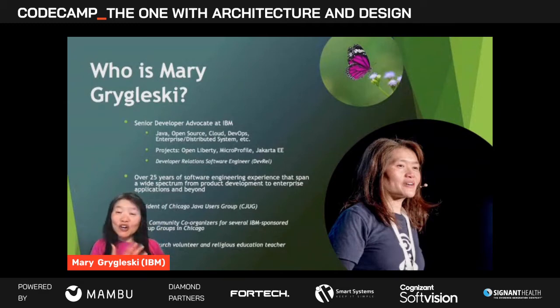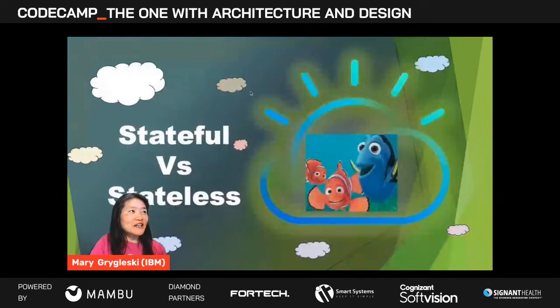Currently I'm a senior developer advocate at IBM. I've been with IBM for 3 years now, and my interest areas are Java, open source, cloud, DevOps, and enterprise distributed systems. I've also done a lot of reactive technology and event-driven projects. Again, Open Liberty, MicroProfile, and Jakarta EE are my open source focus. I'm essentially a developer relations software engineer. I do some coding now, but have less time for it. I'm also the president of the Chicago Java Users Group. I really love tech communities, and I get involved and interact with my users. So that's about me, and I think I've spent enough time. Let me go on.